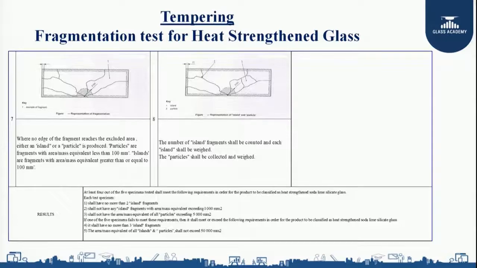If one of the 5 test specimens fails, then how are you going to conclude? It shall not have more than 3 island fragments, and the area by mass equivalent of islands and particles shall not exceed 50,000 square millimeter. So this is how you are going to determine whether a glass is properly heat strengthened or not.